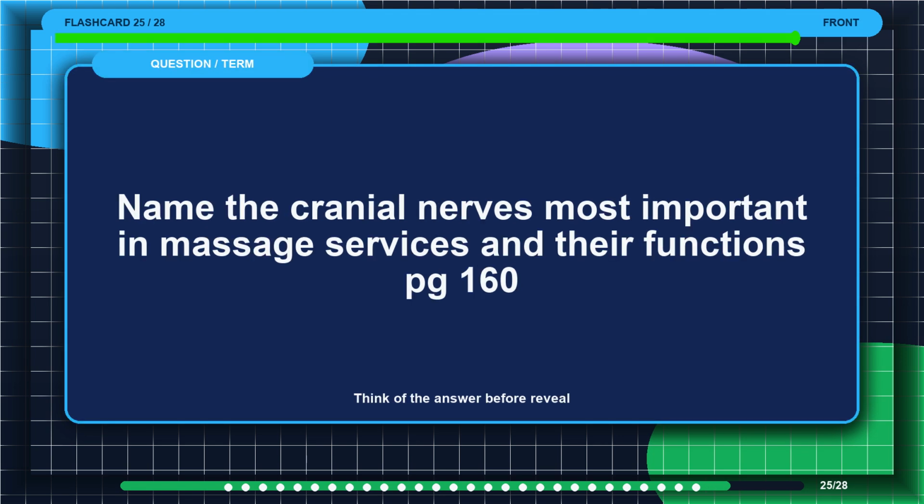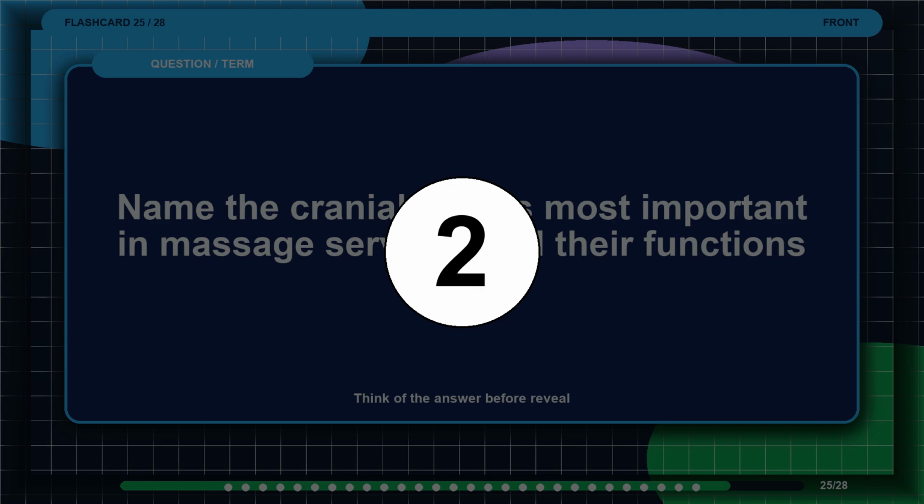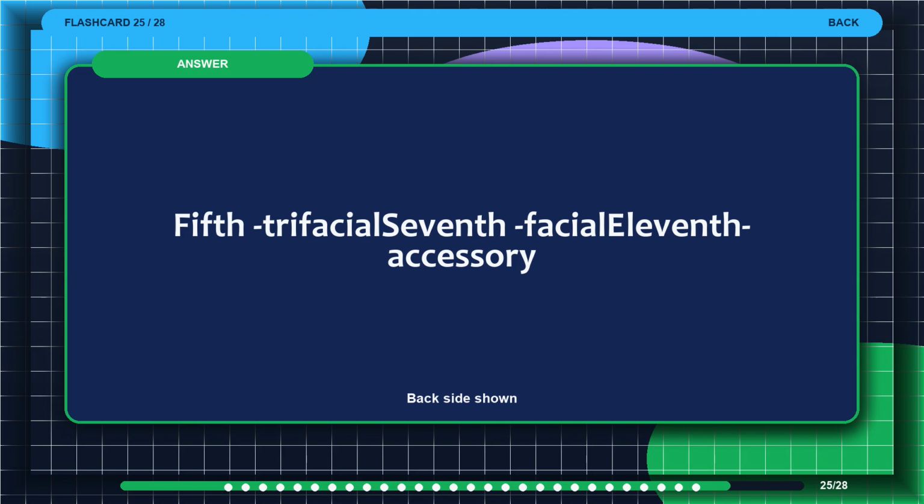Flashcard 25. Name the cranial nerves most important in massage services and their functions. Page 160. Pause and think of the answer before the reveal. The answer is: 5th trifacial, 7th facial, 11th accessory.